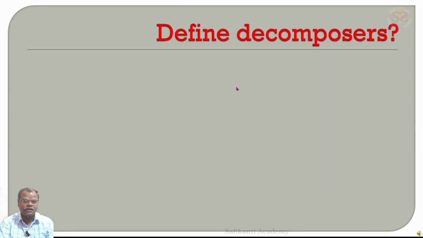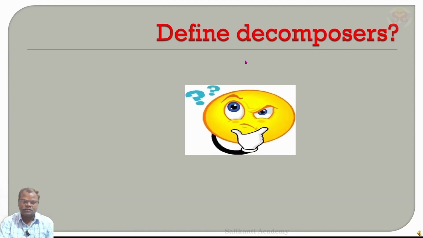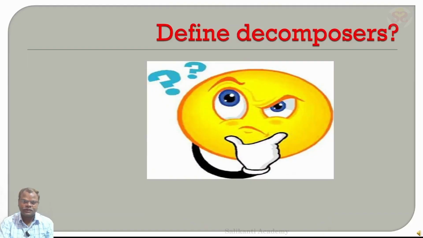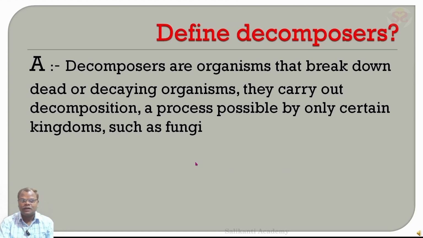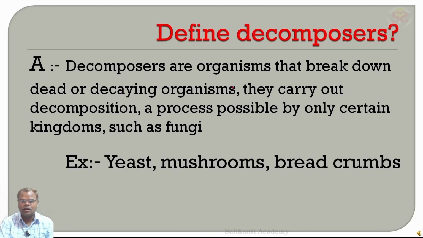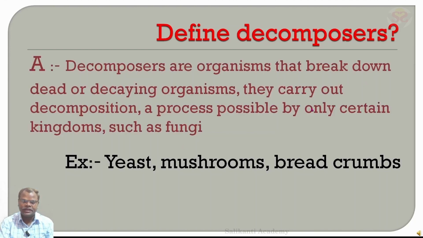Now define decomposers. Think, children, what are decomposers? Yes, you are right. Decomposers are the organisms that break down dead or decaying organisms. They carry out decomposition, a process possible only in certain kingdoms such as fungi. Examples for decomposers are yeast, mushrooms, bread crumbs.